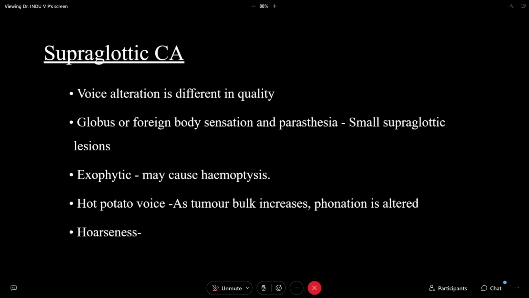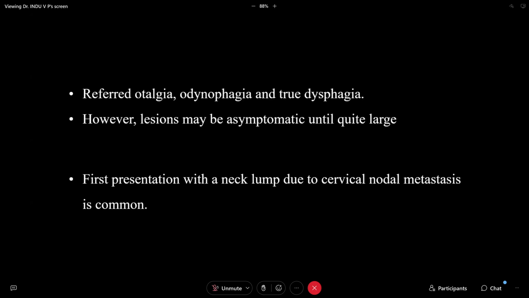Supraglottic carcinoma, the voice quality alteration is different. It usually presents with the globus sensation or foreign body sensation. And it can even present with hemoptysis if it is an exophytic tumor. And in case of a large lesion, it can present with a hot potato voice. With the involvement of glottis, patients may present with hoarseness of voice. Referred otalgia, odynophagia, true dysphagia, all present with the advanced lesion involving the hypopharynx.